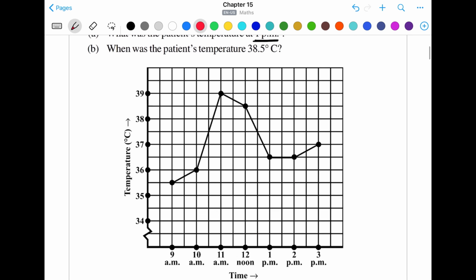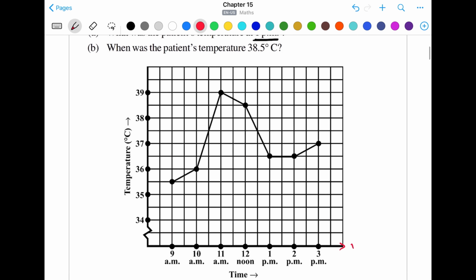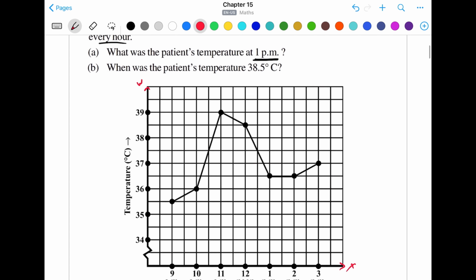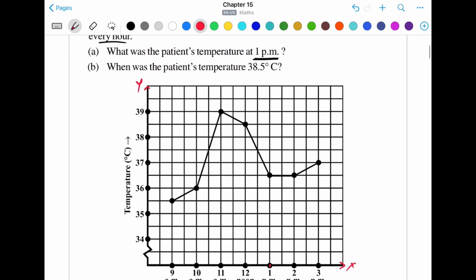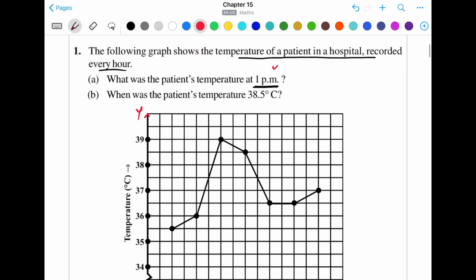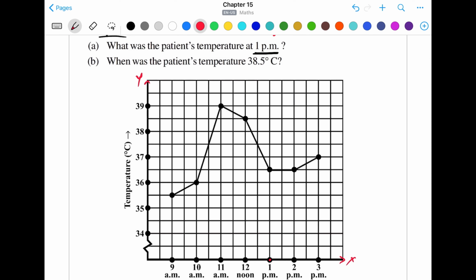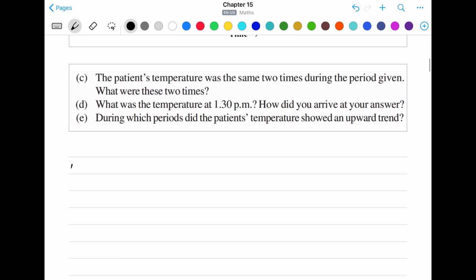Let's see. This axis, which is the x-axis, is representing time, and this y-axis is representing temperature. Now let's see 1 p.m., which is here. We move upward from 1 p.m. This is his temperature at 1 p.m. It is between 36 and 37, so that means his temperature is 36.5. So the answer for number 1, part A: his body temperature is 36.5 degrees Celsius.